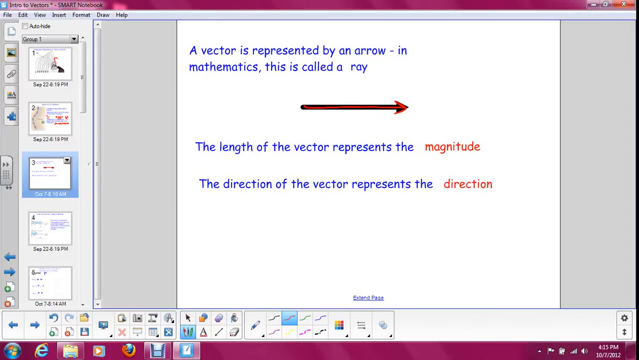So if I have a vector that is doing this, let's say these vectors represent velocity, this means I have a negative velocity and I'm going very fast. But if I have a vector that's like this, that means I'm moving in the positive direction, but my velocity is very, very low. I'm barely moving. I'm moving very slowly.